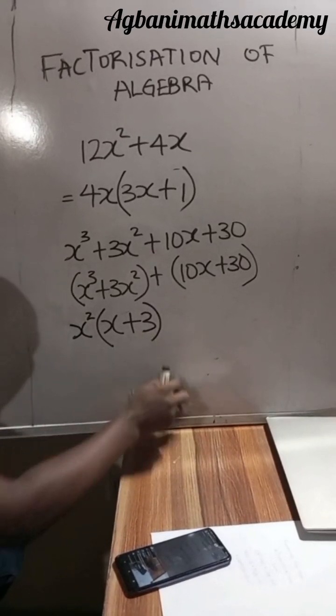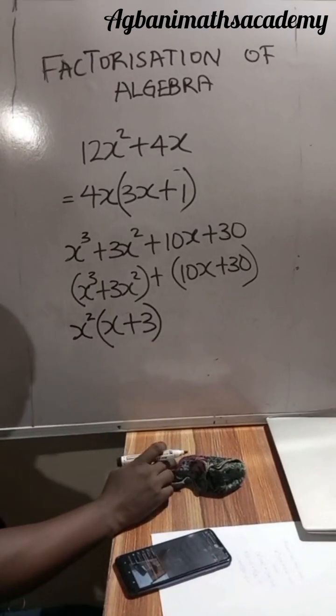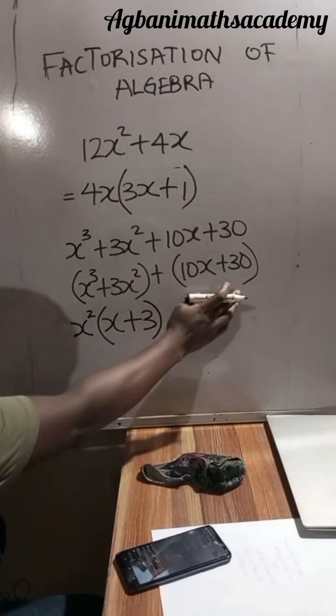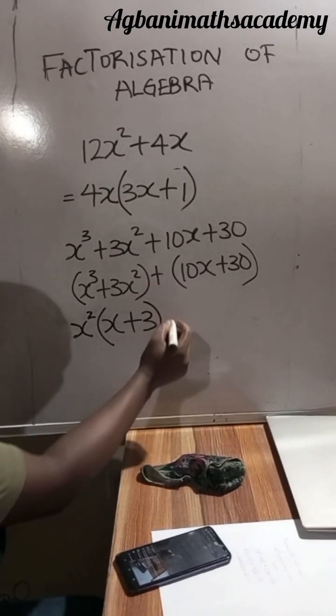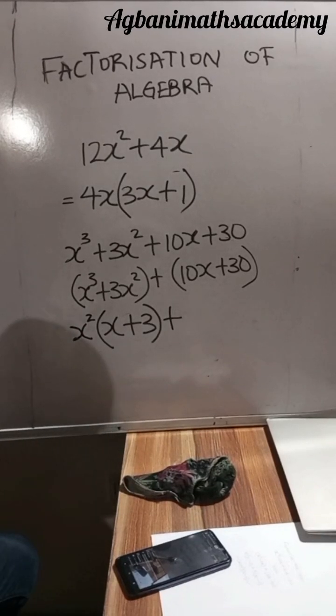Okay, so we are done with this first group. We have factorized this first group. The next thing we are going to do is go to the second group. Before we go to the second group, make sure we put the plus sign here. Then we go to the second group.